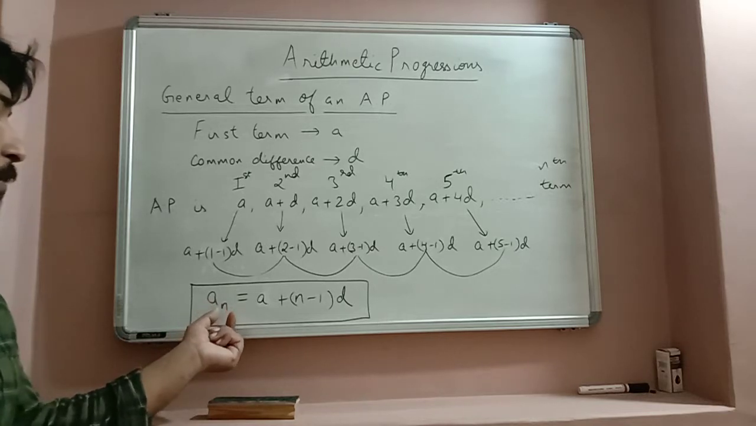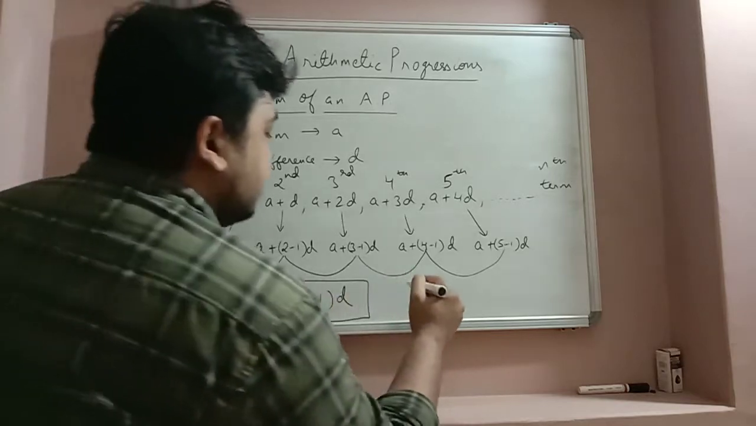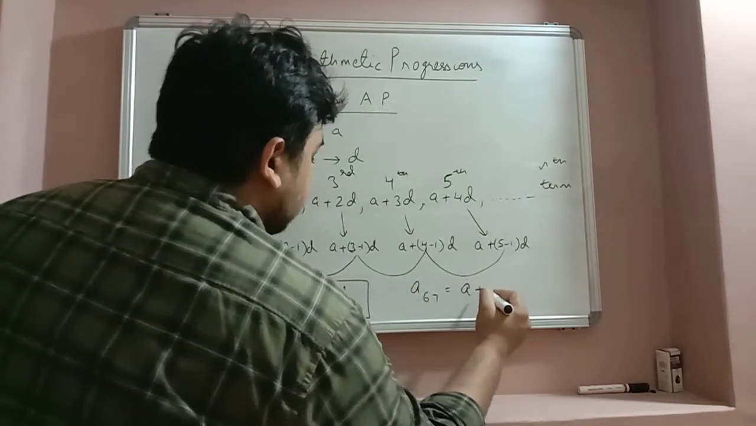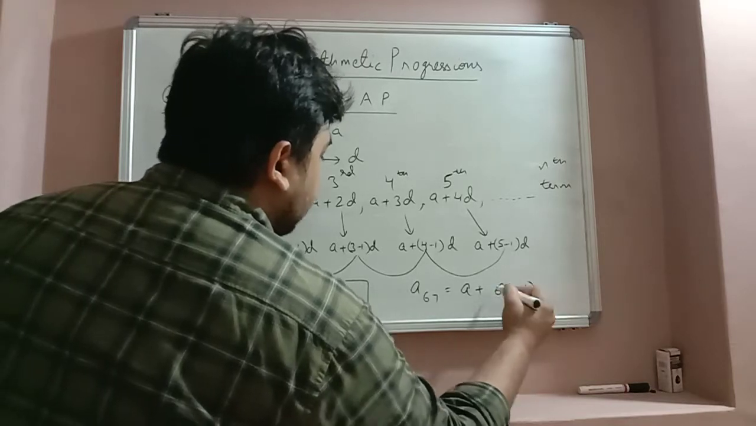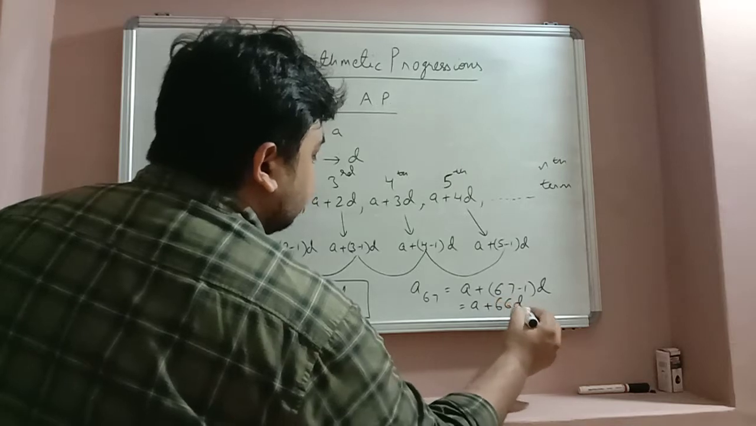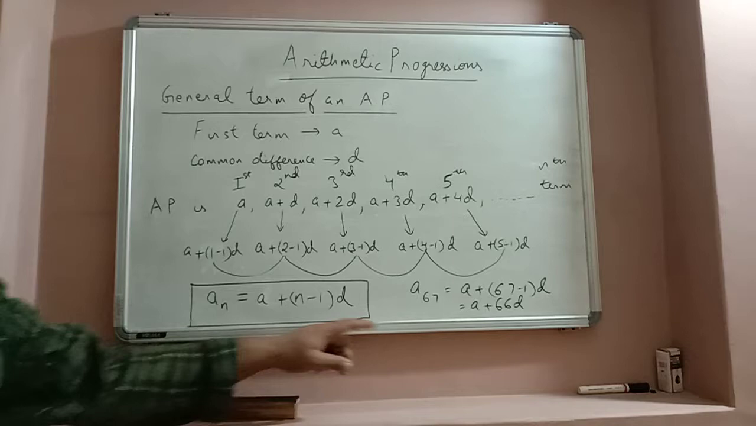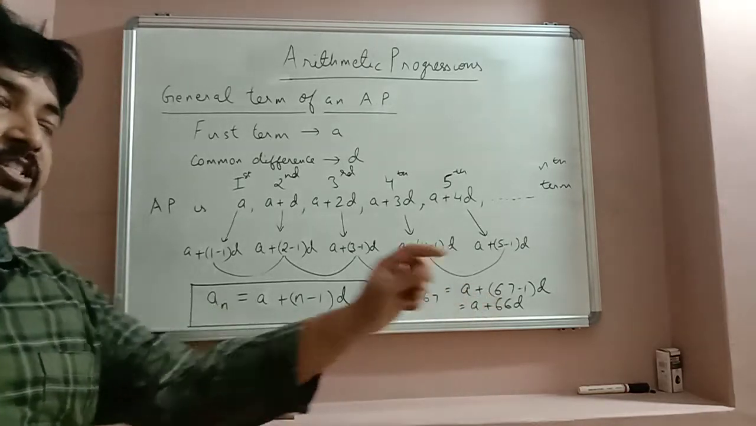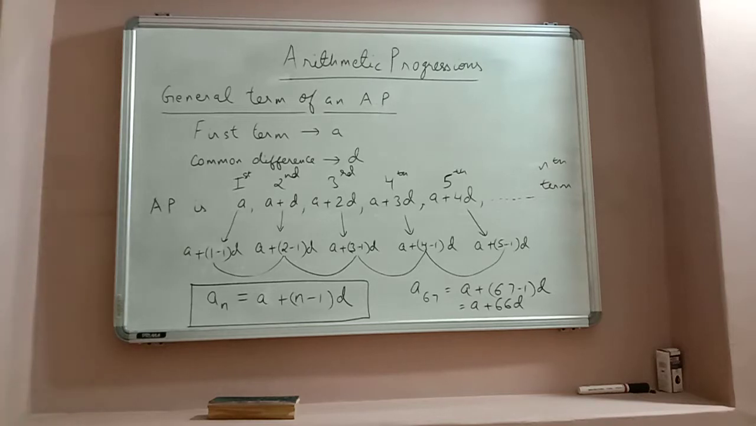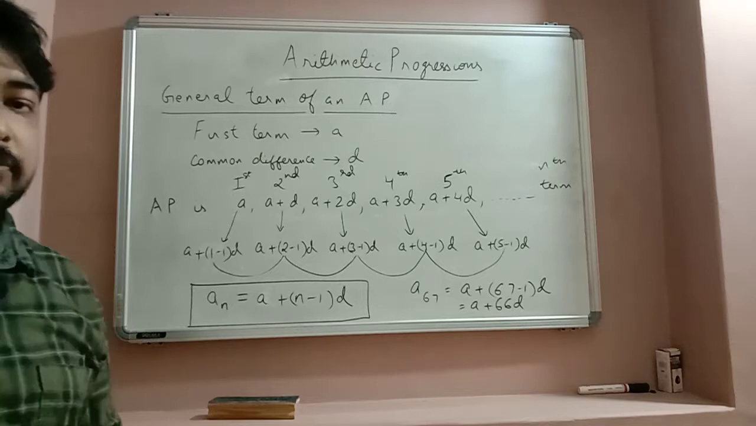So if we need to determine, let's say, the 67th term, I'll just put the value of n as 67. So a_67 will be equal to a plus (67 minus 1) into d. So this will turn out to be a plus 66d. So we can simply say that the 67th term of this AP is a plus 66d. I hope this is clear to everyone. Now let's see some problems based on this particular expression.